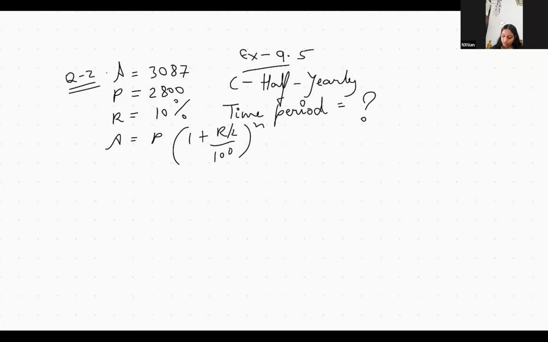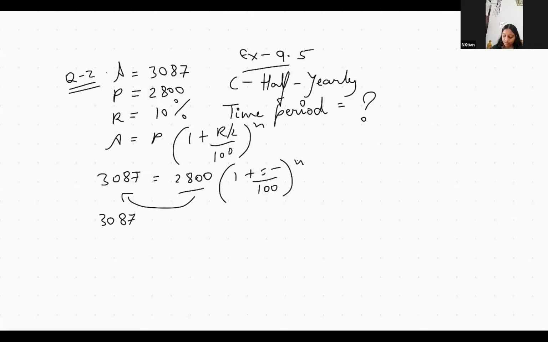Okay, put the values. 3087 equals principal, 2800, times 1 plus, it will become 5 because 10 by 2 is 5, 5 by 100 raised to the power n. Now we know that this number, we take it to this side. Okay, so 308. Yes, Abraham. What is this number? This is 5.